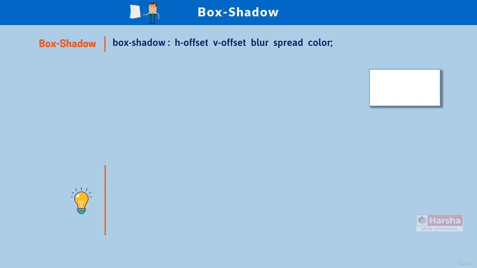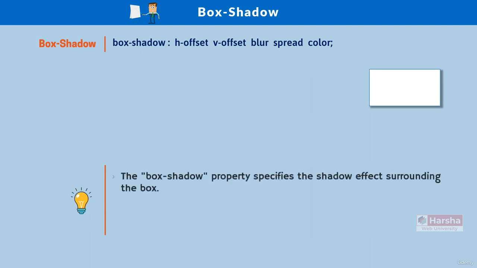In the box shadow property, you require to specify the 5 values, that is horizontal offset, vertical offset, blur, spread and color. The horizontal offset is the space between the border and shadow horizontally, that is on x-axis. Similarly, vertical offset is the space between the border and shadow vertically, that is on y-axis.